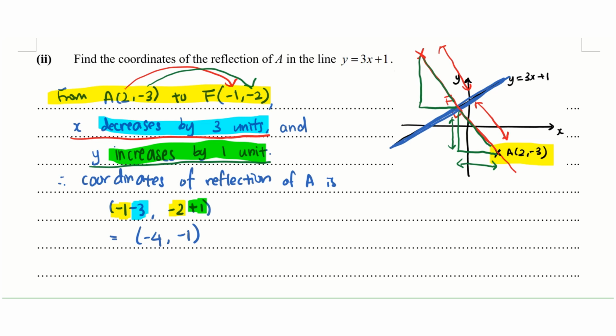Therefore my answer will be (-4, -1). Do you see how short the working eventually becomes just by looking at the differences rather than finding out the exact length?